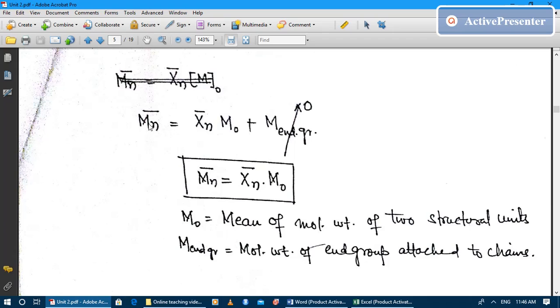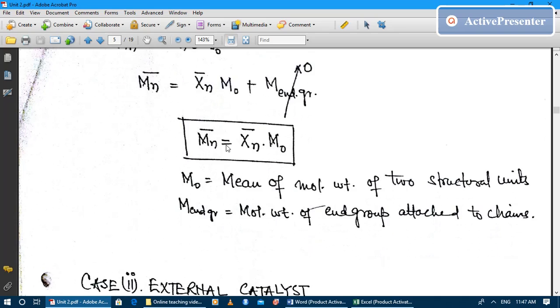So ideally Mn bar is equal to Xn bar M naught plus M end group, but this difference is so minute when we compare the molecular weight of the polymer, which is in the order of several 100,000, and this difference is of just a few units of molecular weight. So we can simply neglect M end group. So my final equation will be Mn bar is equal to Xn bar multiplied by M naught.